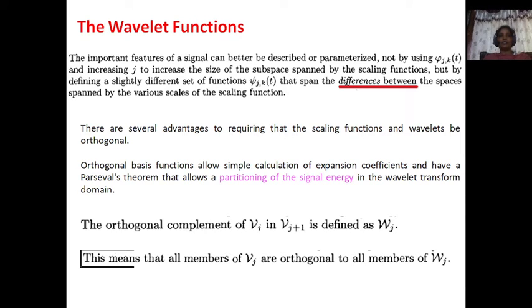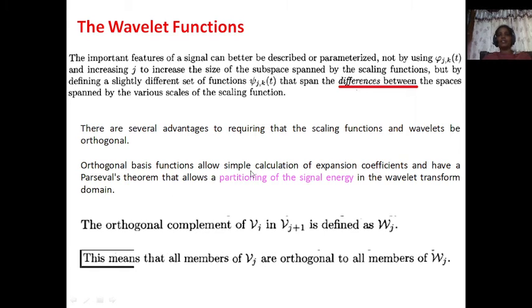The wavelet functions. The important features of a signal can be described or parameterized not by using scaling functions and increasing the j to increase the size of the subspace spanned by the scaling functions, but by defining a slightly different set of functions, wavelet functions, that span the difference between the spaces spanned by various scales of the scaling functions. There are several advantages to making the scaling functions and wavelet functions orthogonal.